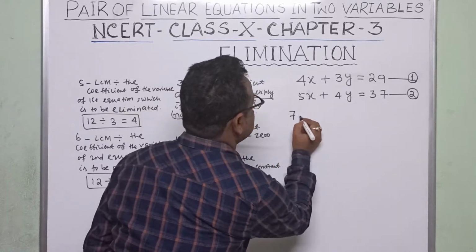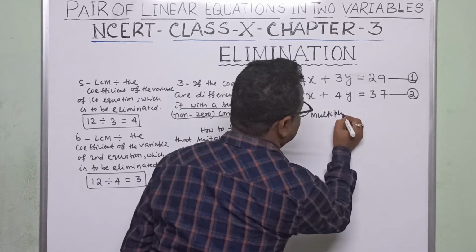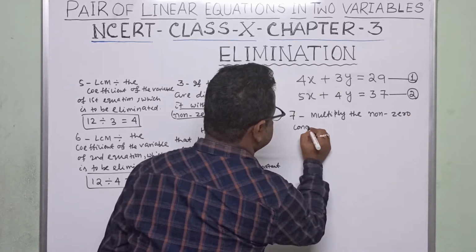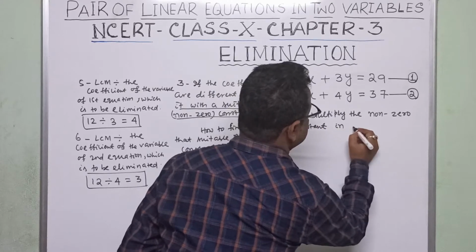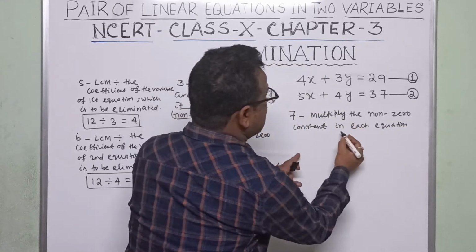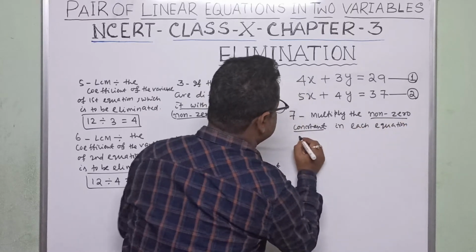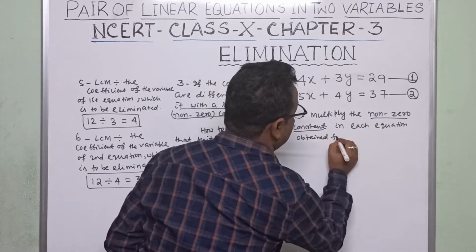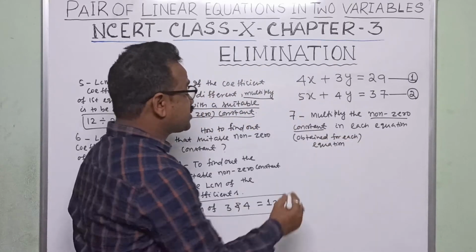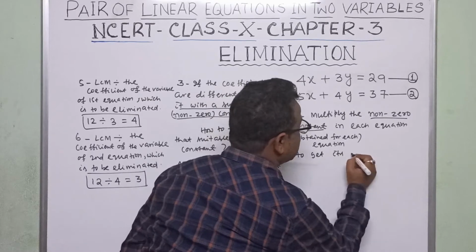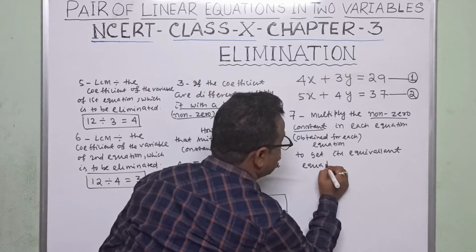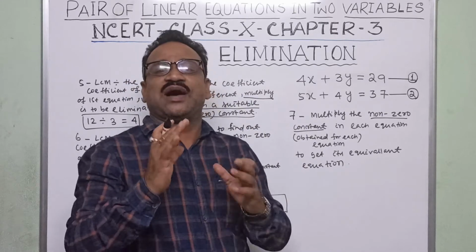Now step 7. Multiply the non-zero constant obtained for each equation in each equation to get its equivalent equation. So now we got the equivalent equations.